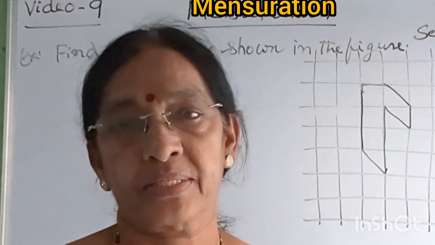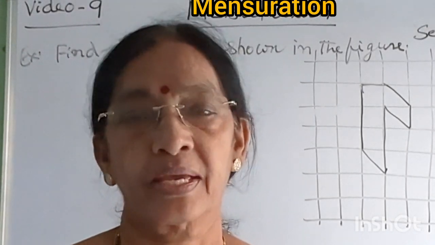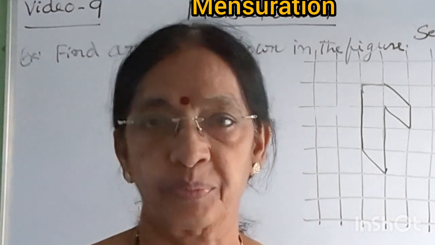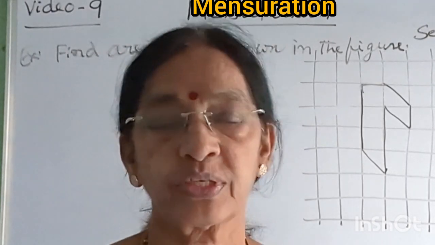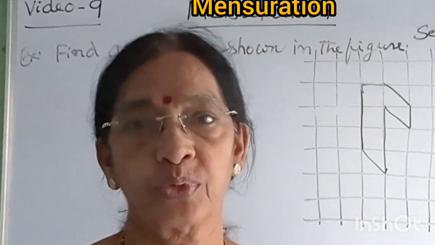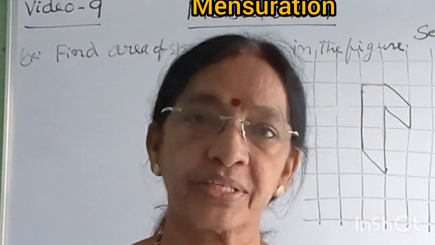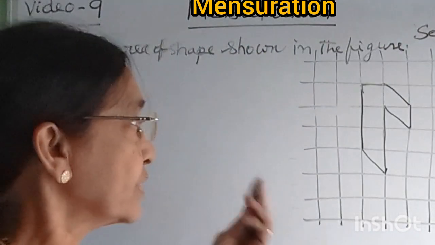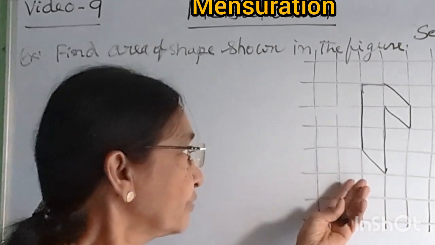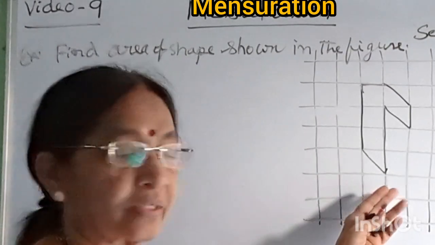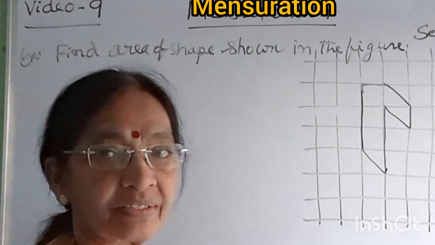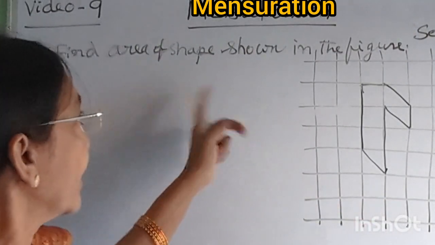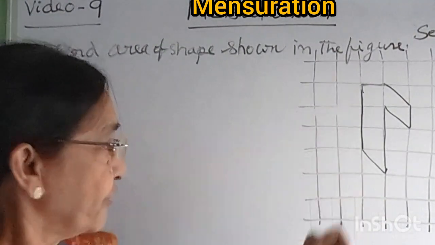Welcome to my maths class, 6th class mathematics, semester 2, mensuration. In the previous video, we have seen how to find the areas of irregular shapes using grid paper. Now we will see finding the area of certain figures made up of straight lines. For example, find the area of the shape shown in the figure.